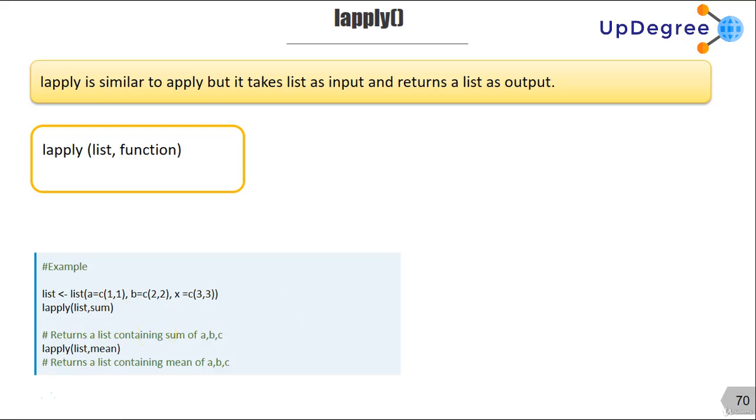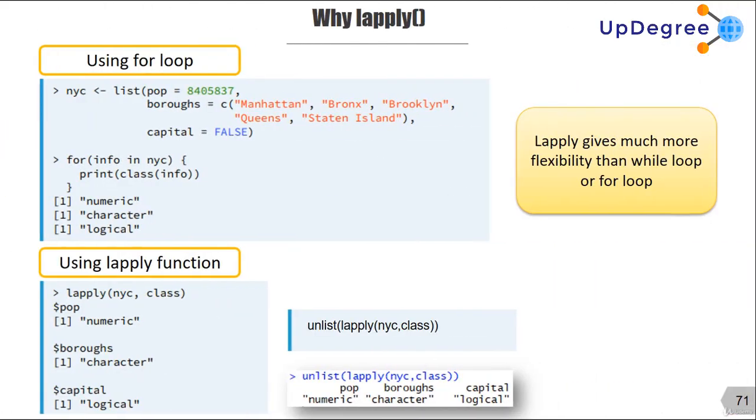So as I said, lapply is similar to the apply function, but it takes a list as an input and gives you a list as output. But try to understand why we would be using lapply. Suppose we have this kind of list where for a city we have a population, the name and the capital as well, and on top of that we want to understand the class of each of these vectors. So we have to create a for loop, and then you can understand that population is numeric, this borough is a character, and this capital is logical.